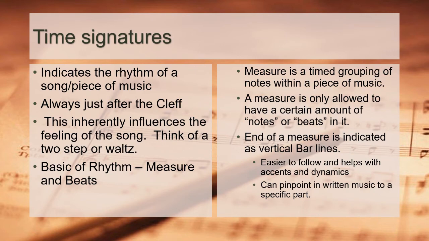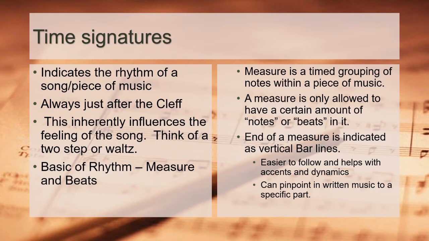In written music, the end of a measure is indicated by a vertical bar line. This is done as it very, very much eases the reading of music. And it also helps you to play around with the accents and dynamics within music, which we will get to a little bit later.